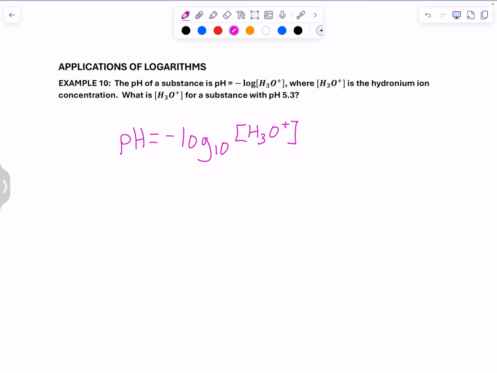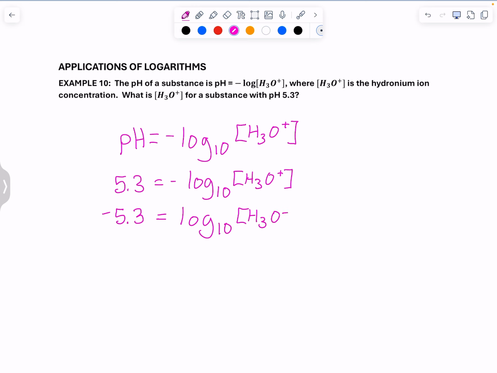They want to know what is H3O positive for a substance with a pH of 5.3. So I'm going to fill in pH with 5.3. I'm going to keep my 10 there just to remind me. Now, it's very tempting to go to the pattern right away, right? But there's something that keeps me from using the pattern. Is it the negative? It is the negative. I just got to get it moved. So I'm going to multiply both sides by negative. Now, I can use the pattern. You can only use that pattern if there's nothing in front of log at all.